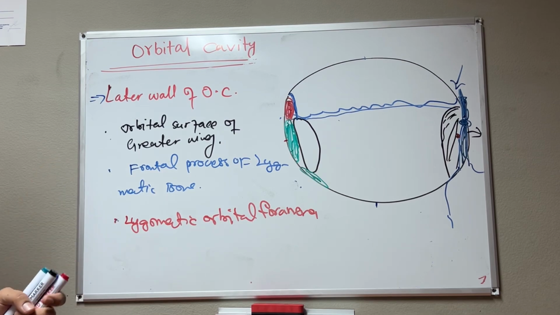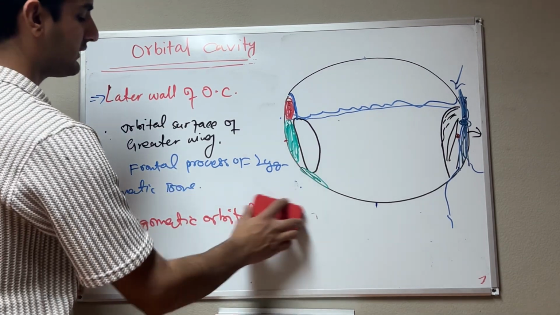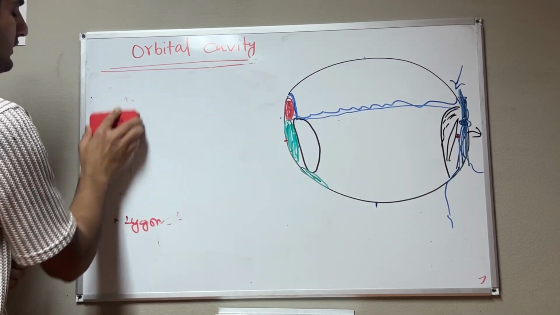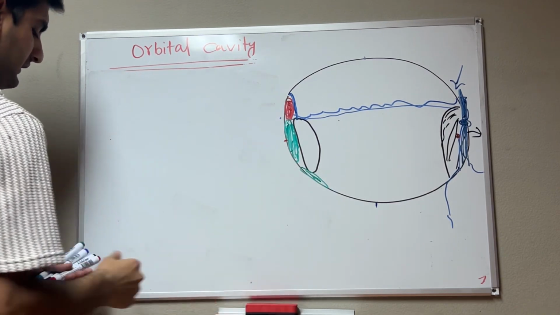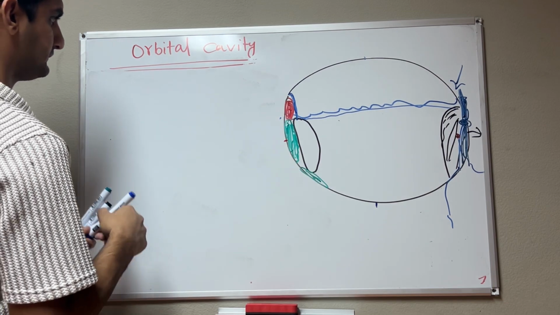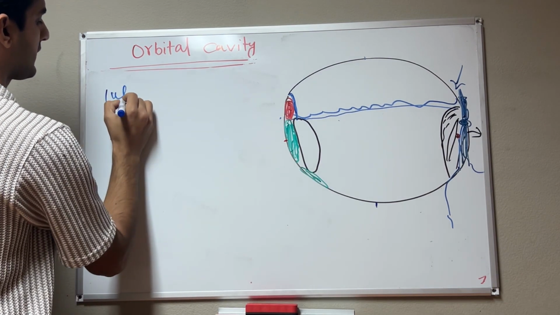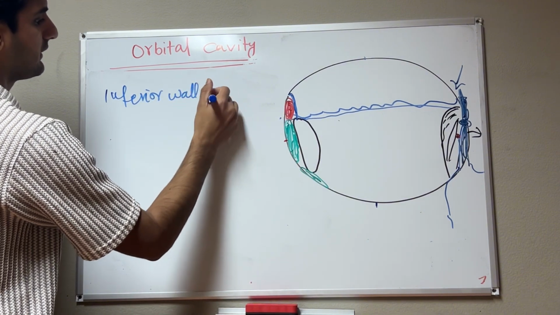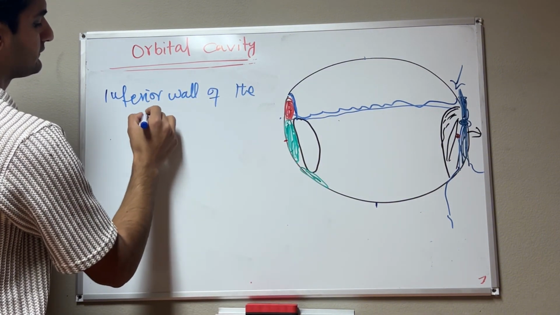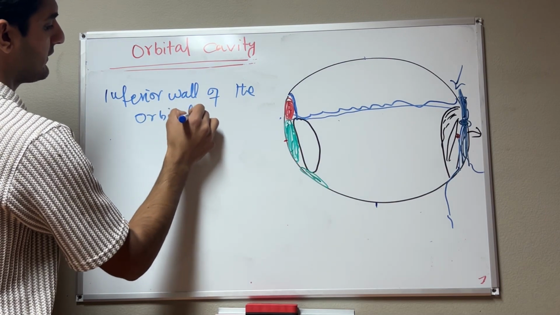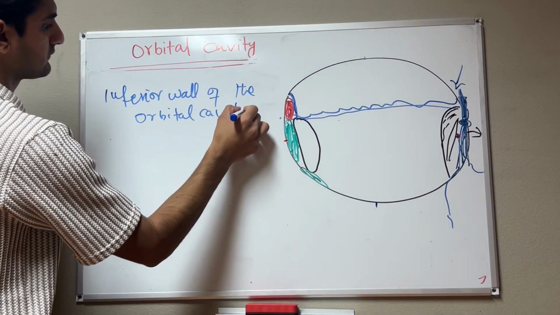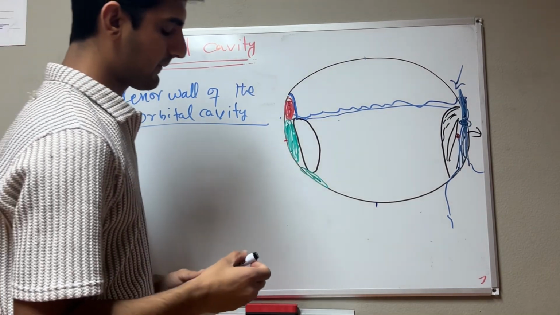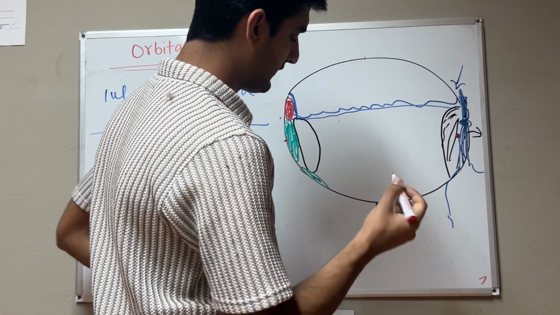Okay, we discussed three walls. Now the last wall we are going to discuss is the remaining inferior wall of the orbital cavity. Inferior wall of the orbital cavity. Now I'm going to show which one. Do you remember?